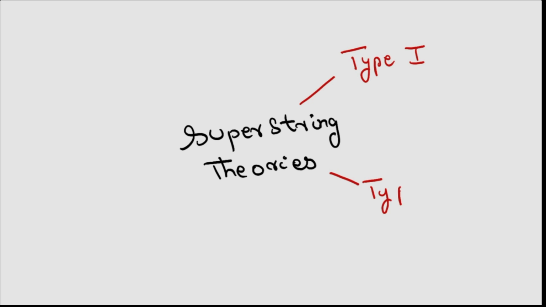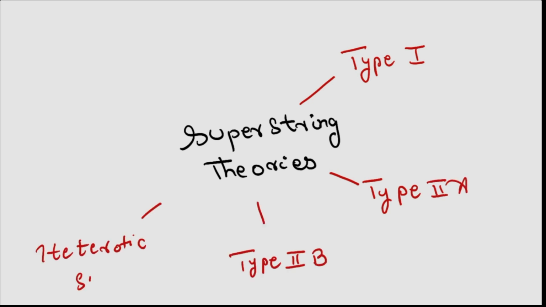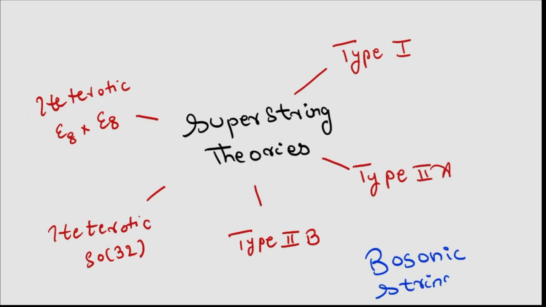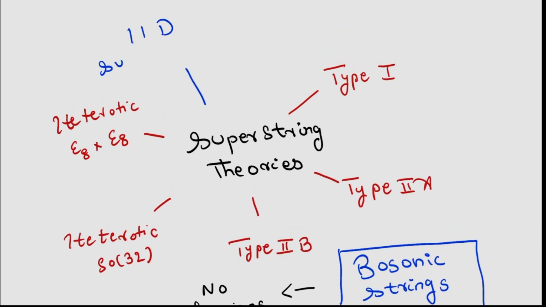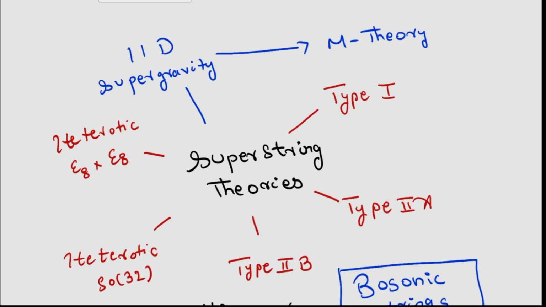According to popular belief, there are 5 different superstring theories, namely Type 1, Type 2a, Type 2b, heterotic SO(32), and heterotic E8 by E8. On top of that, we have bosonic string theory, but it doesn't have any fermionic excitations in it. We can throw in 11-dimensional supergravity in this mix, and then we can get M theory. But have we found all string theories?